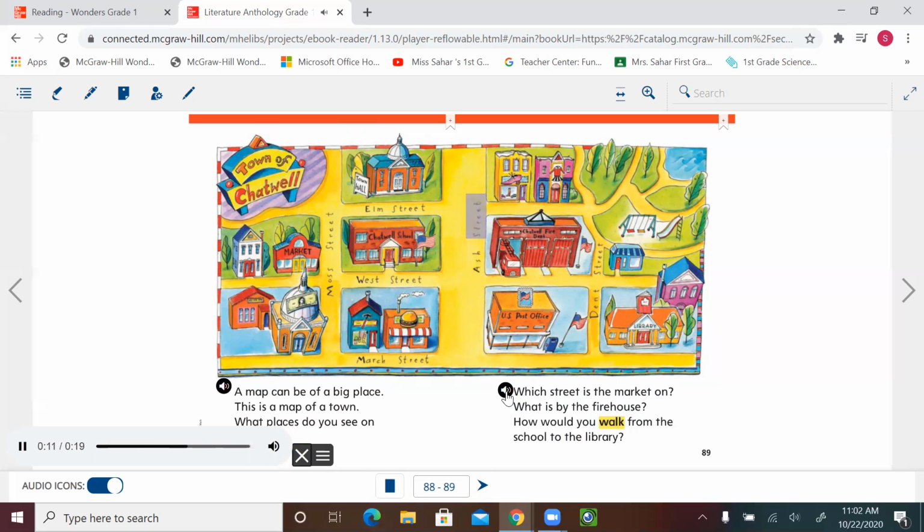Ash Street, Chatwell Fire Department, U.S. Post Office, Dent Street, Library.